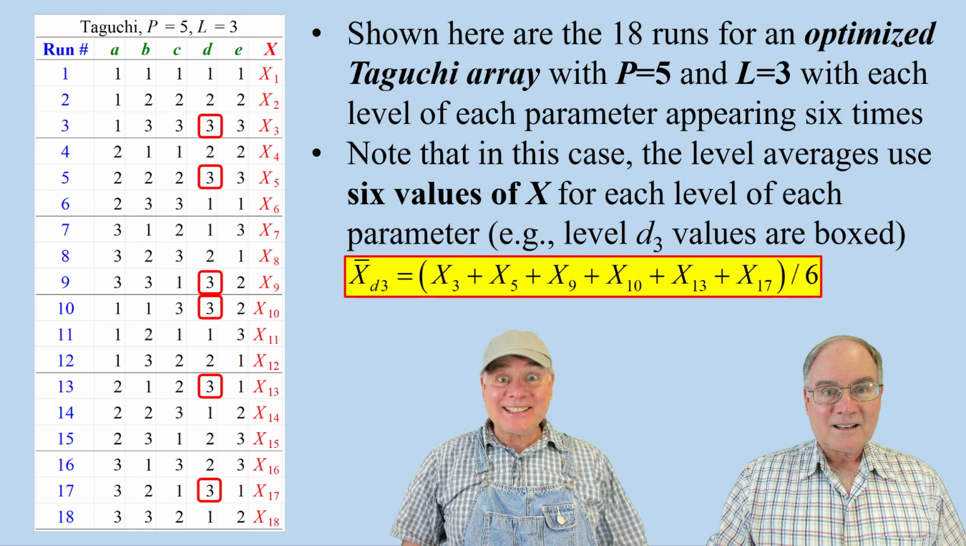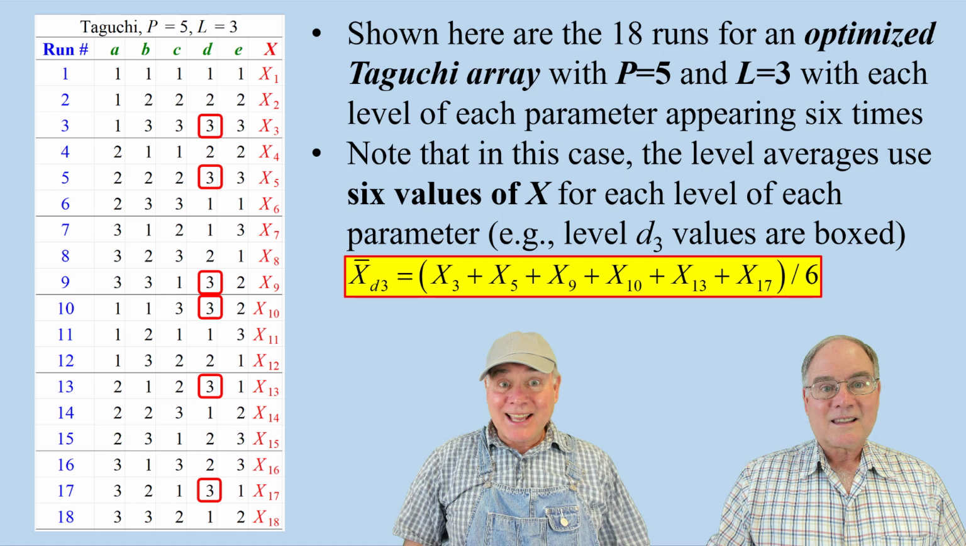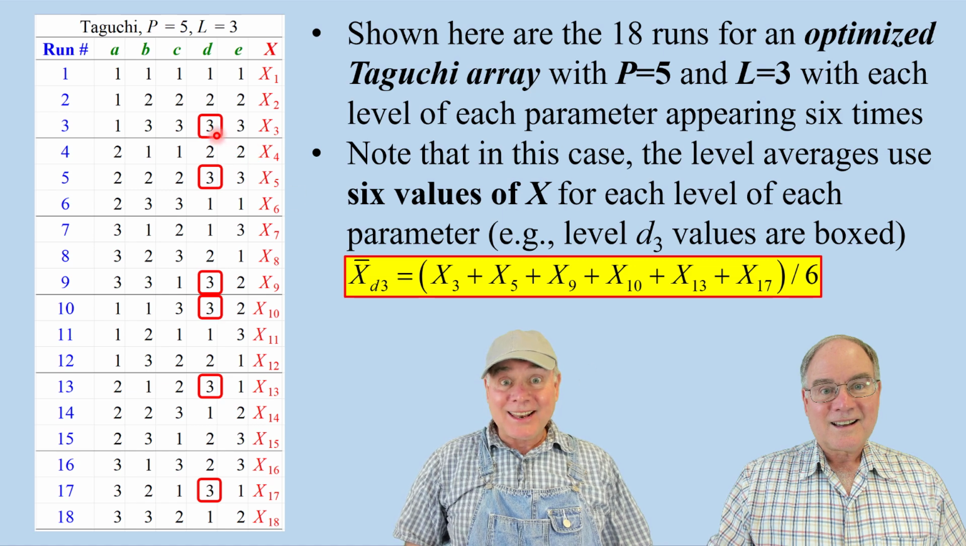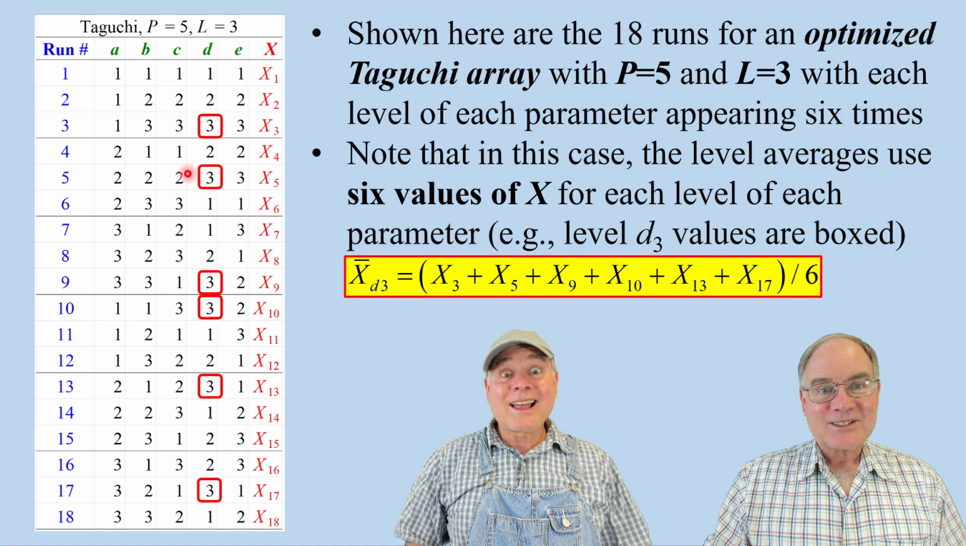But sir, I see some repetitions. For example, row 3 has a D3 and an E3, and row 5 has the same thing. That's a repetition. Great observation, Dud. Yes, here's a 3-3, and here's a 3-3.